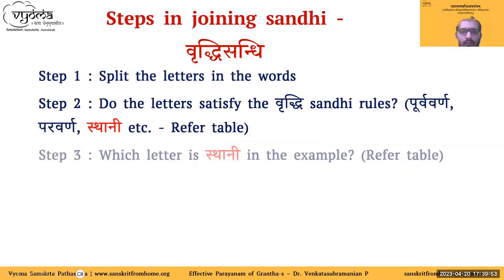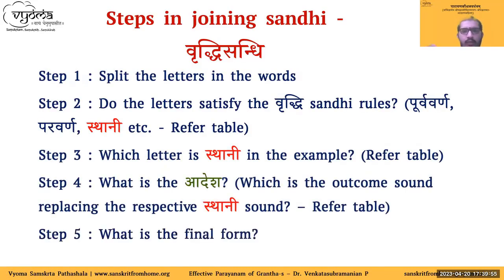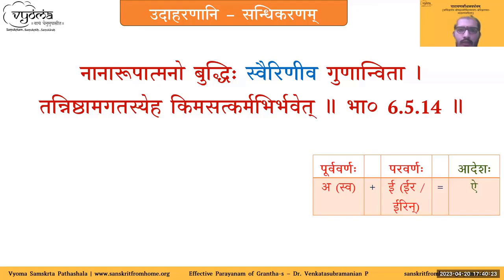I think we are familiar with the steps in joining and splitting the sandhis, so I'll just brush through these. First step is to split the letters in the words. The second step is to identify what is the Purvavarna, Paravarna, Sthani, Adesha, etc. The third step is to recognize what is the Sthani in the particular example, then what is the Adesha in the particular example. Then we can join the Sandhi and tell the final form.